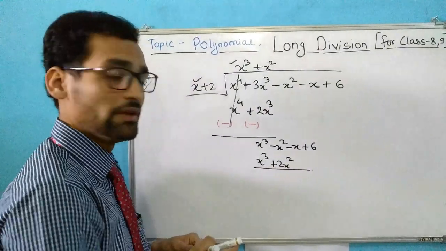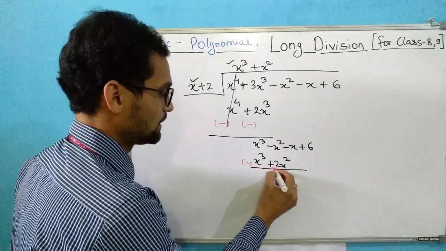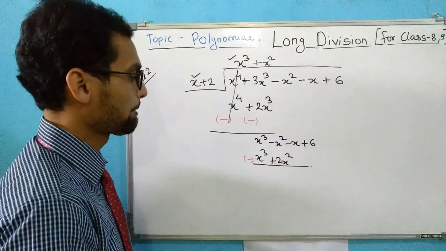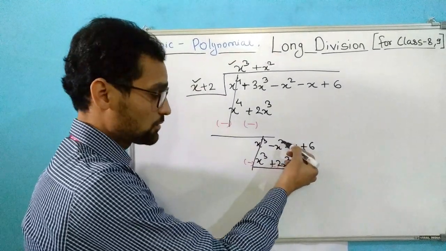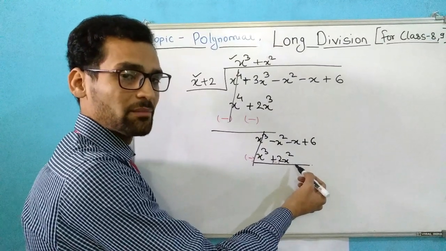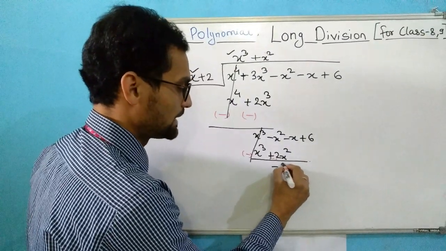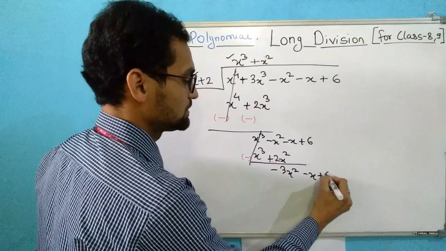Okay. Now we have to change the sign again. This will be negative. This will also be negative. Okay, this will cancel out. This is minus x square and minus 2x square. Minus x square and minus 2x square becomes minus 3x square. Rest is minus x plus 6.